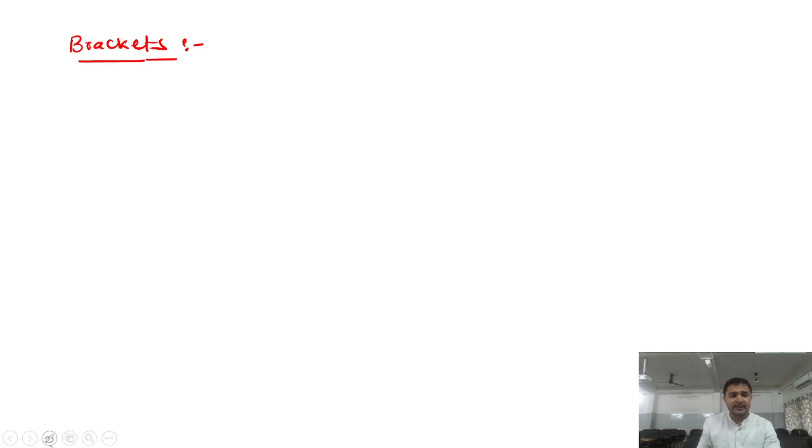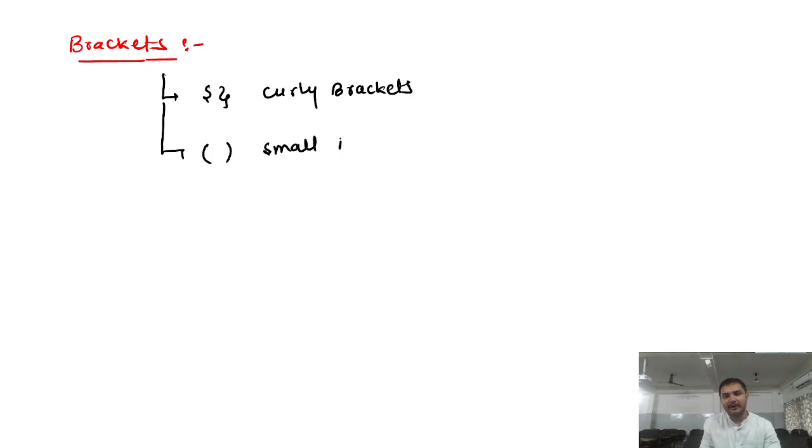Starting with the first topic of the discussion, that is brackets. Basically, we are going to deal with majorly three types of brackets. Curly braces, or curly brackets. Then we'll be having the small bracket, which we are also calling the open bracket. Then we'll be having closed brackets.